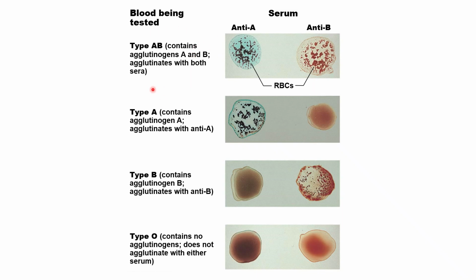I have clumping on A but not on B, so this individual has A blood, okay? I have clumping on B but not on A, so this individual has B blood, okay? And I have no clumping in either well, so this individual has type O blood, okay?